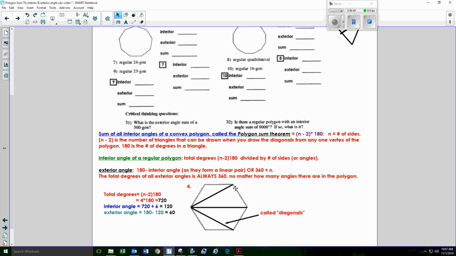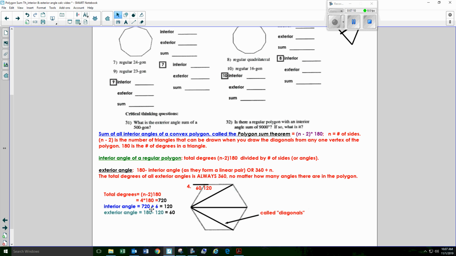How do I get the exterior? The exterior would be, for example, if I extended one of these sides out, let's just draw that out right there. Well, we just said that this right here was 120 for the interior. So then it's easy to see, doesn't this form a linear pair right here? So therefore it's 180 minus 120, which is what you see right here, and that gives you 60 degrees. So the exterior angle for each one of these is 60 degrees.